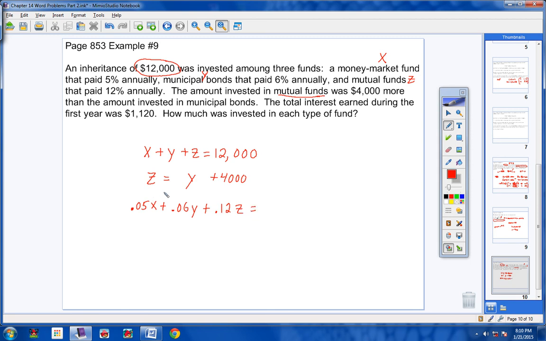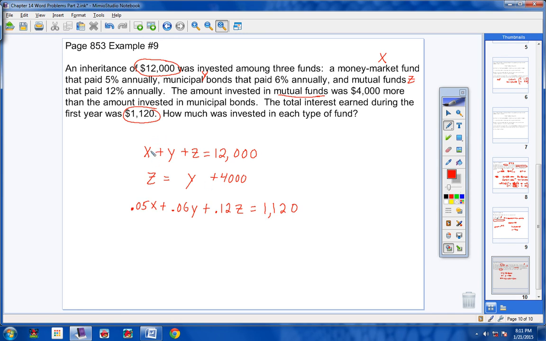So look what we're doing here. I'm taking the amount that I invested times 5%, the amount that I invested times 6%, the amount that I invested times 12%. If you add all that up, that's your interest. And how much total interest did you earn from all 3? 1,120. Pretty cool, okay?